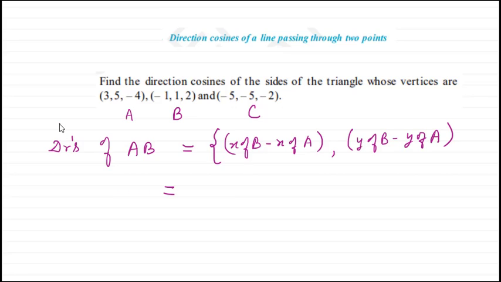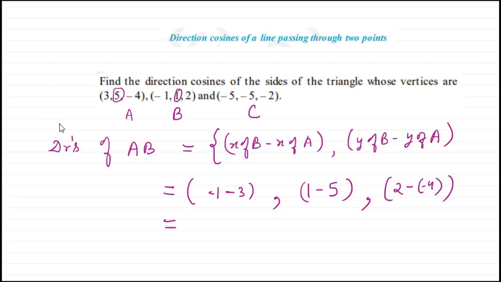So simply writing it, you can see that it will be minus 1 minus 3, which gives you the first, and then the second will be 1 minus 5, and then the next one will be 2 minus of minus 4, so that will be plus 4. So the direction ratios will be minus 4, minus 4, 6. So these are the DRs of AB.